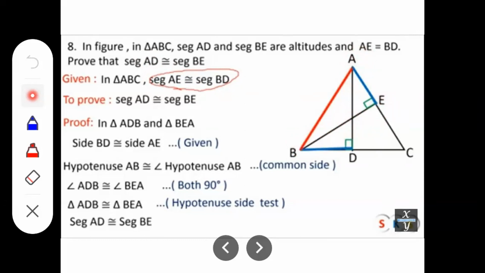Now again, it's very simple. If you have to show any sides or angles congruent to each other, try to show their respective triangles congruent by the test of congruency. So we have to decide how to show those two triangles congruent to each other.